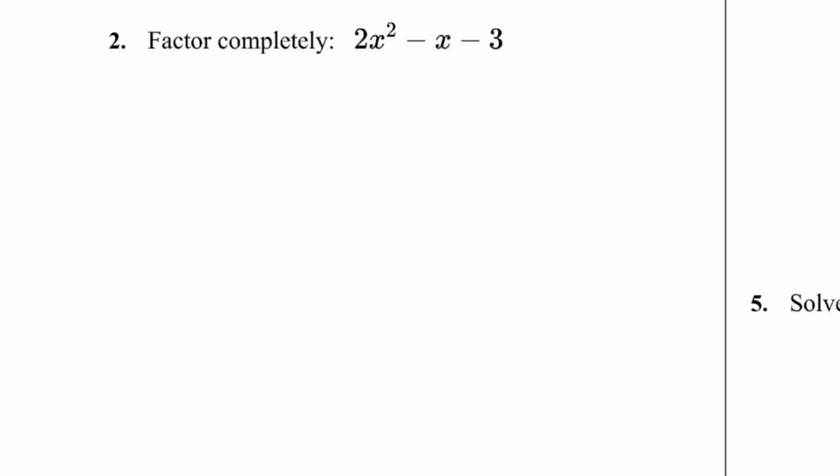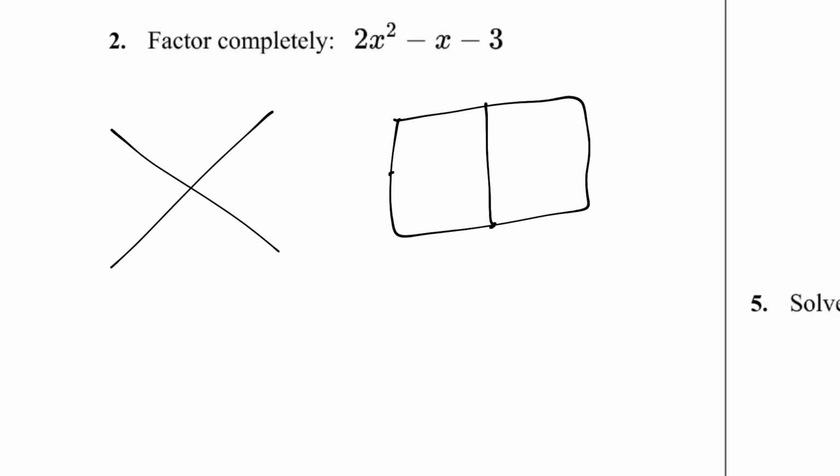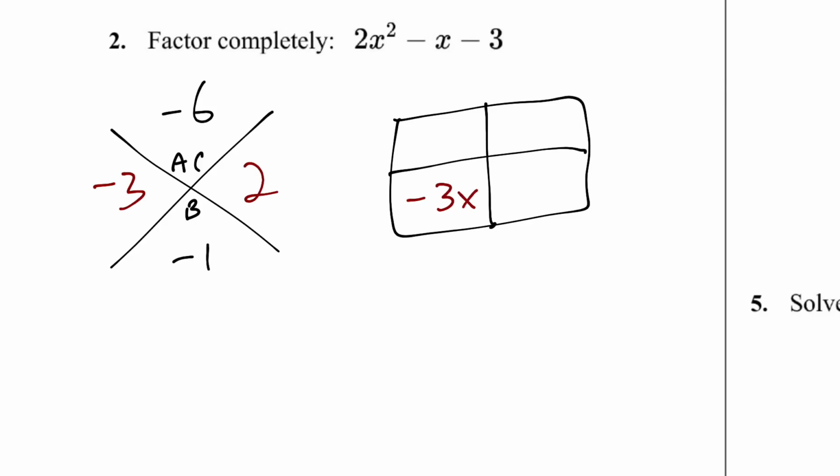Let's look at a similar process using the Xbox method. On the top, we write a times c, which is going to be negative 6. On the bottom, we write b, which is going to be negative 1. It's that value right there in front of x. To figure out which two numbers work here, we're going to try negative 3 and positive 2. And we write those over here like this.